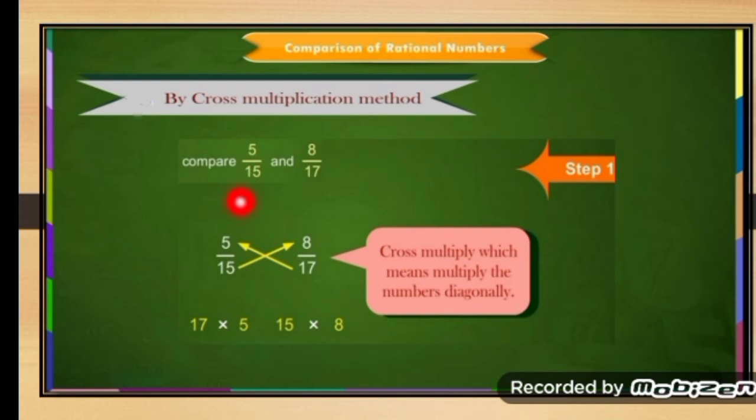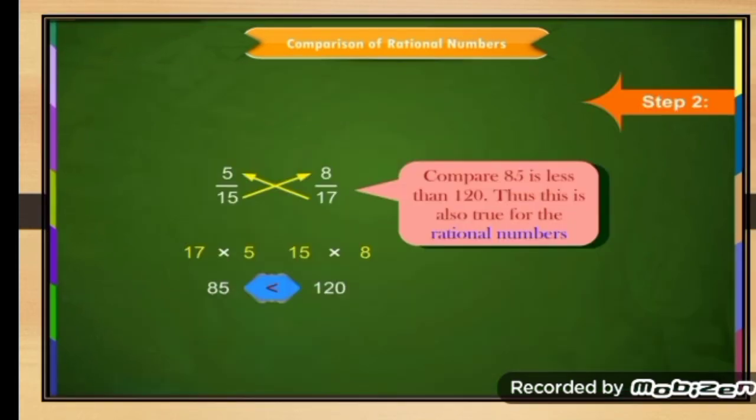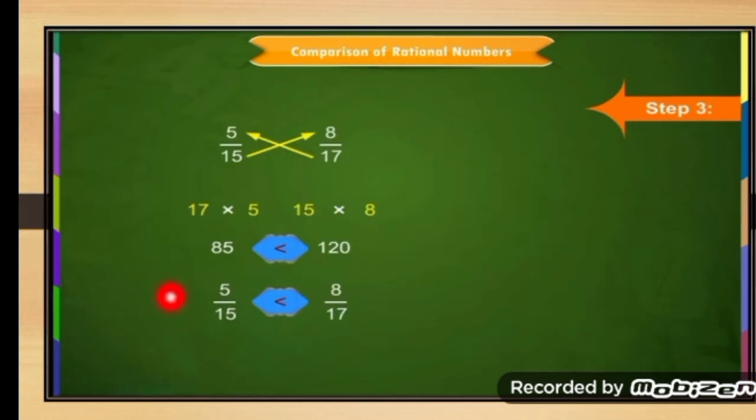Let's see the example. We are comparing 5 by 15 and 8 by 17. We will do the cross multiplication in this question: 5 multiplied by 17 and 15 multiplied by 8. These products will be 85 and 120. Now we will compare these two numbers. As 85 is less than 120, 5 by 15 will be less than 8 by 17.